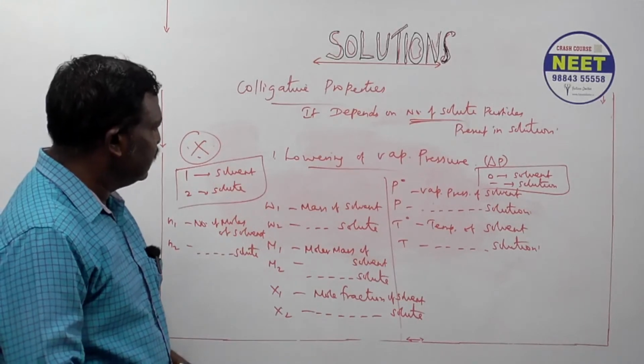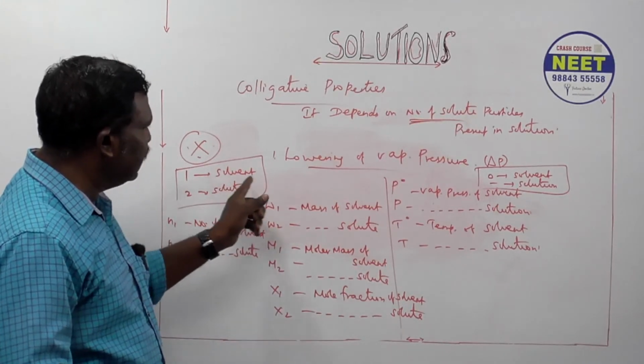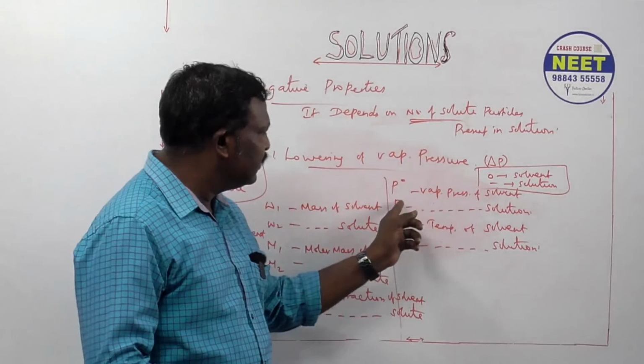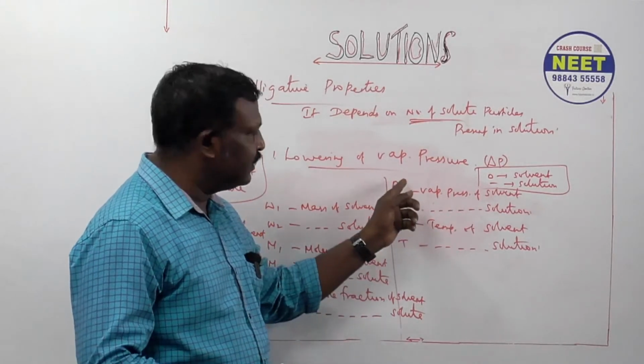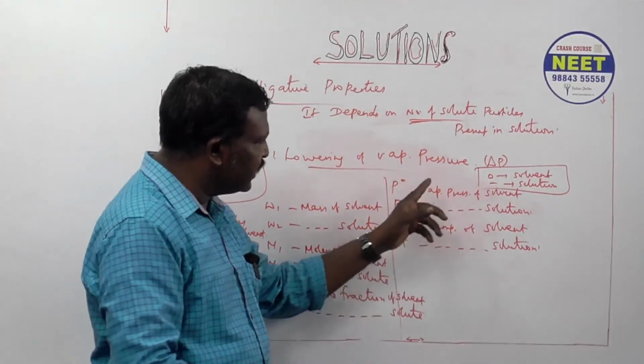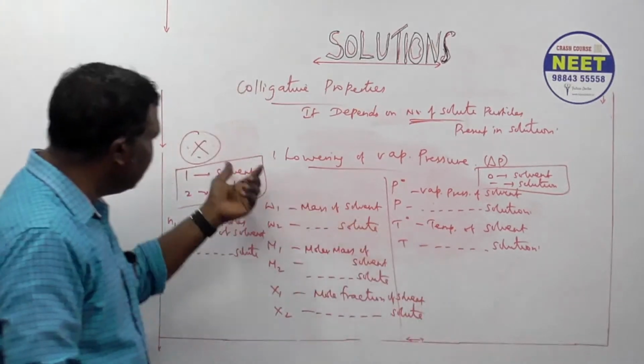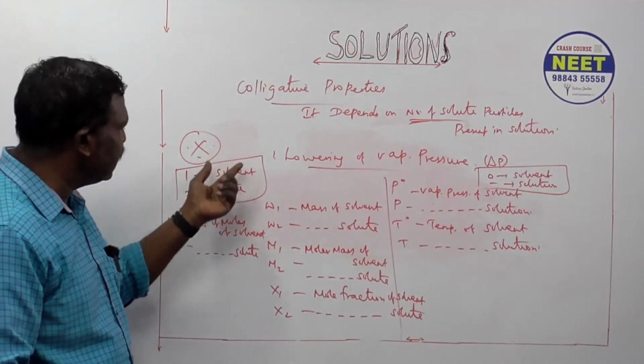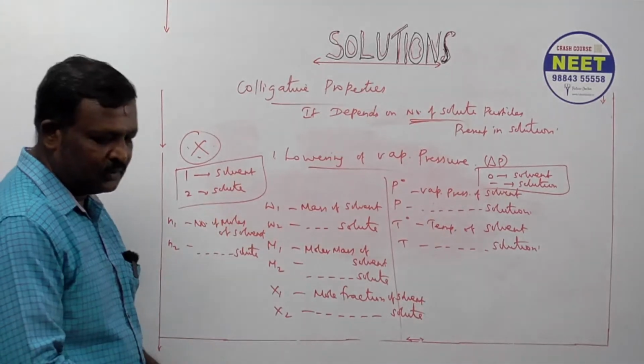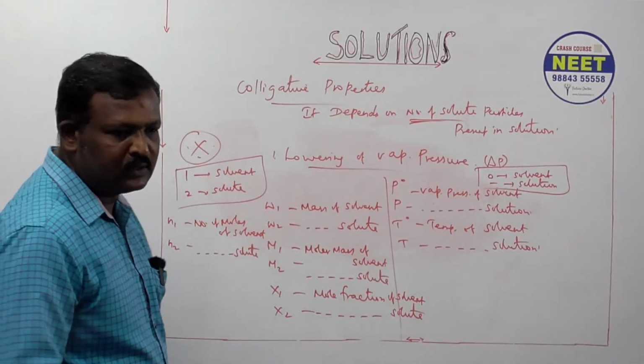Understood? Only keep this in mind. Here, for "not", I put simply a dash. This is somewhat different: solvent and solute will be coming. Here, 1 represents solvent, 2 represents solute. Okay, right. Finished?